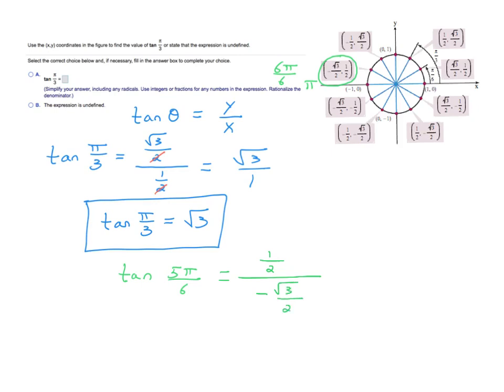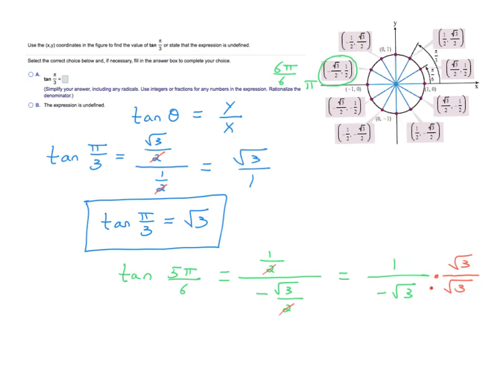Just like in the previous part, I can cancel that 2 with this one, and we are left with 1 over negative root 3. It's customary to rationalize the denominator, and this is done by multiplying the top and bottom by the square root of 3. The reason for doing this is, if we multiply by this, we're multiplying by 1, which doesn't change the value of the fraction, and root 3 times root 3 is equal to 3.